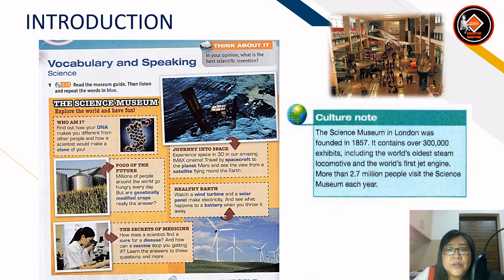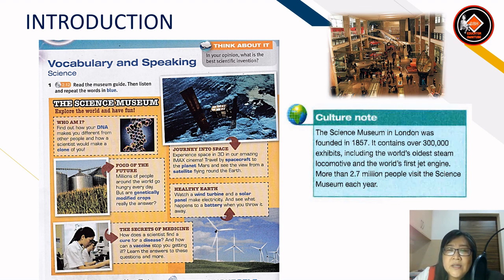Let's look at the introduction. Here you're going to do vocabulary and speaking. So first of all, you are going to read the museum guide. Then listen and repeat the words in blue. So this is a guide to the Science Museum.